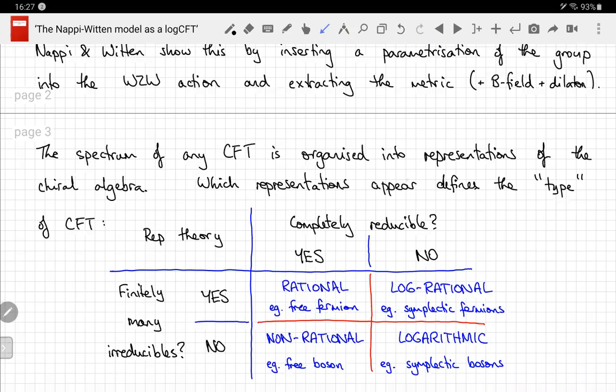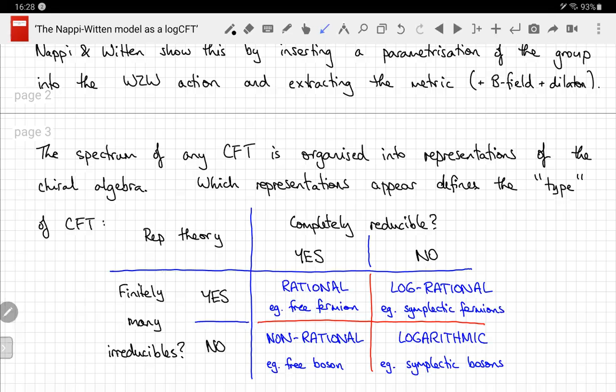I want to ask two questions. Are all the representations completely reducible? Can I write them as direct sums of irreducibles? And how many irreducibles are there anyway? Are there finitely many or not? So if there are finitely many irreducibles and everything can be written as a direct sum of irreducibles, we say that's a rational CFT. So the free fermionic string gives rise to a rational conformal field theory.